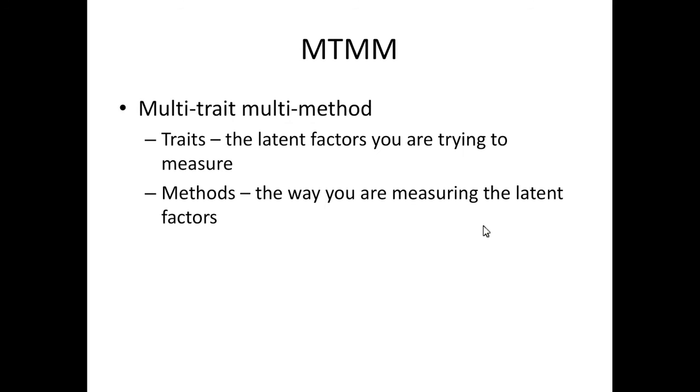This applies a lot in IO and clinical fields where you have multiple scales that measure the same thing. And you're trying to see if they are convergent in their measurements and divergent in their trait measurements as well as individual measurements, because if you have two scales that measure the exact same thing, why are you using both of them?